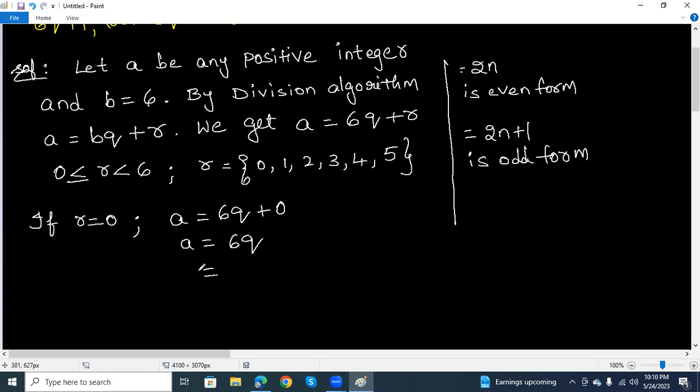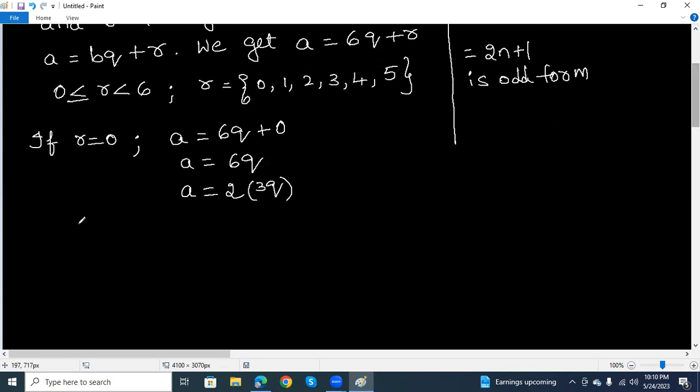A is equal to 6q. Is it an even form or an odd form? So we need to put this 6q either in the 2n form or 2n plus 1. So I am taking 2 common here. What can I write? 2 threes are 6, so 3q. It's a 2n form only, no? 2n form.